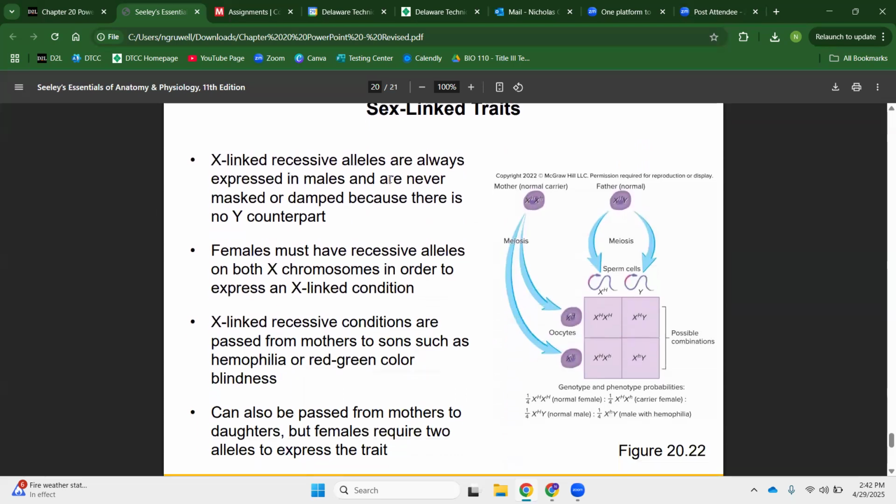So this is what I was just talking about. X-linked recessive alleles are always expressed in males because there's only one X. A female would have to be homozygous recessive on the X chromosome to express an X-linked condition. So X-linked conditions tend to be passed from mothers down to their sons because the mother is heterozygous. She's a carrier and she doesn't even know she has an issue. Hemophilia is excessive bleeding, so that would be one that you would definitely not want to pass down if possible. And then color blindness, not as big of a deal, of course. It can be passed from mothers to daughters, but like we said, you'd have to be homozygous recessive for that to be possible.